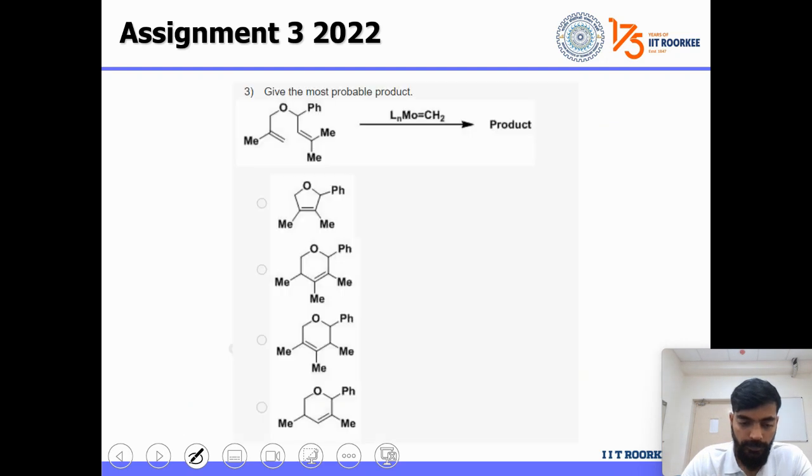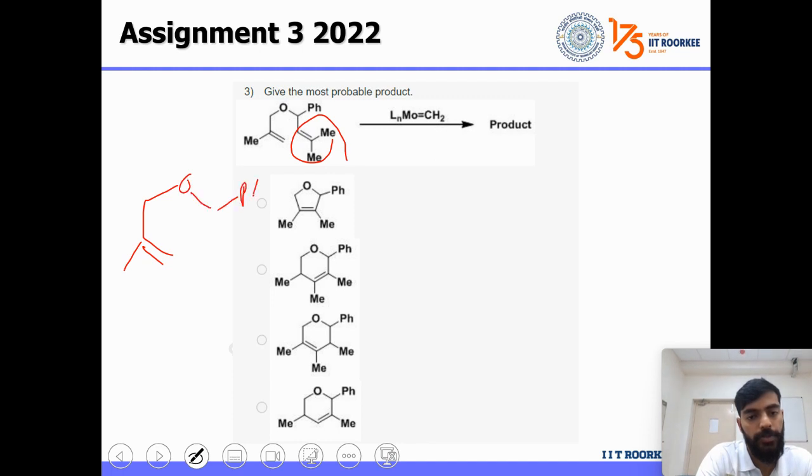So for this question, consider this as this. Now solve the question. What is the most stable product and how is it formed? This is the metal complex.